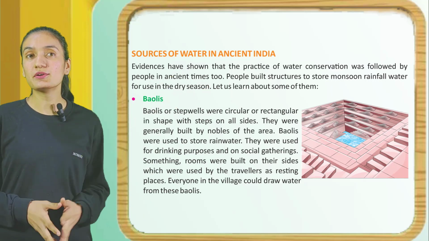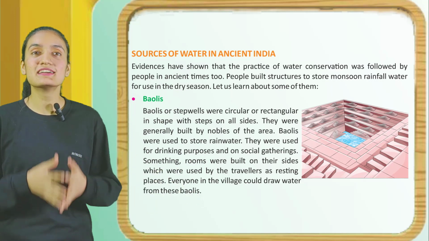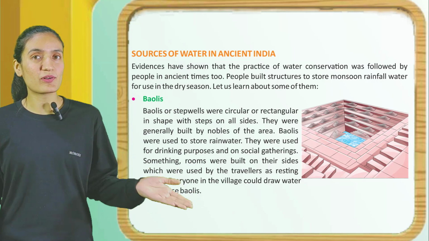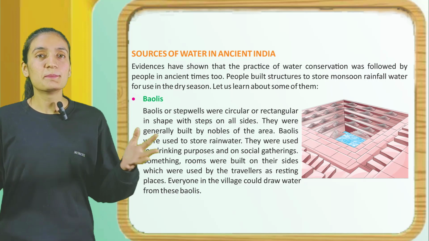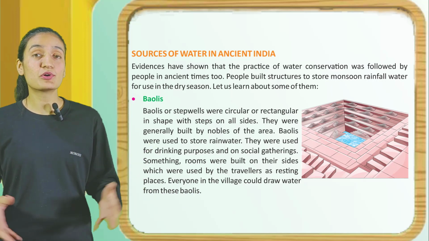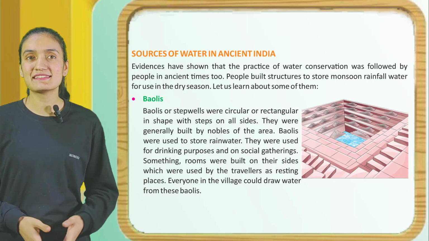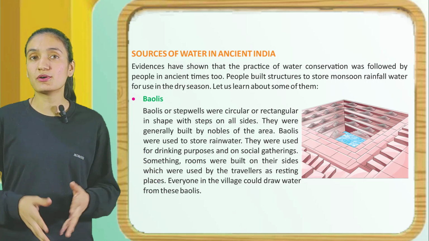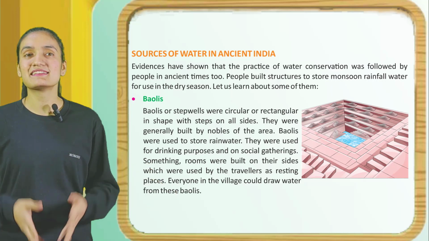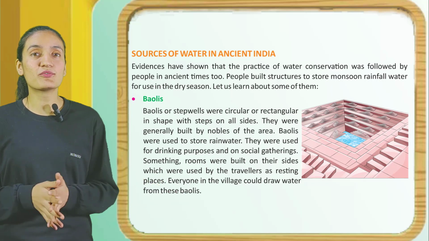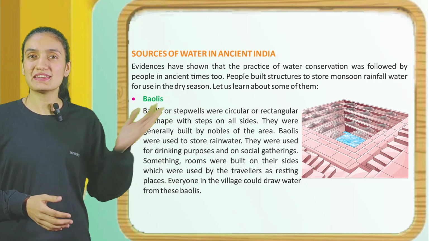Here are wirlies. Wirlies or step wells were circular or rectangular in shape with steps on all sides. They were generally built by nobles of the area. Wirlies were used to store rainwater. They were used for drinking purposes and on social gatherings. Sometimes rooms were built on their sides, which were used by the travelers as resting places. Everyone in the village could draw water from these wirlies. You can see in this picture, wirlies.